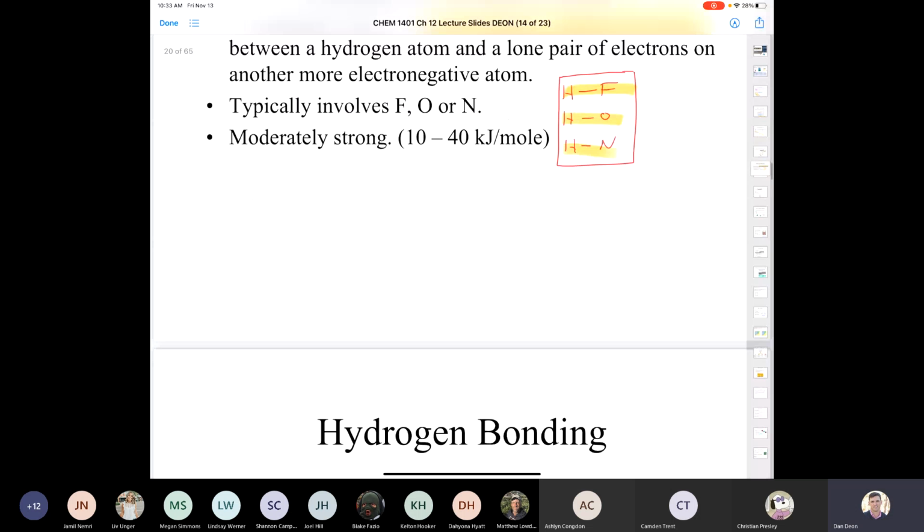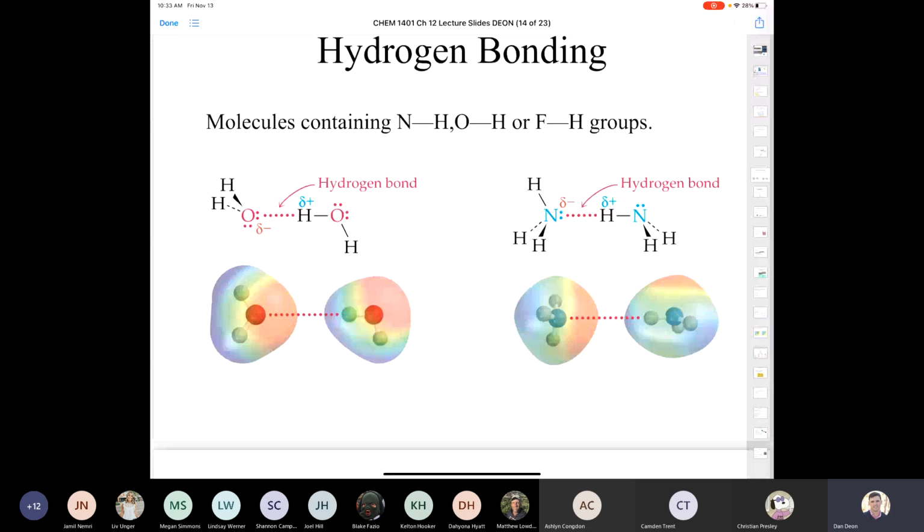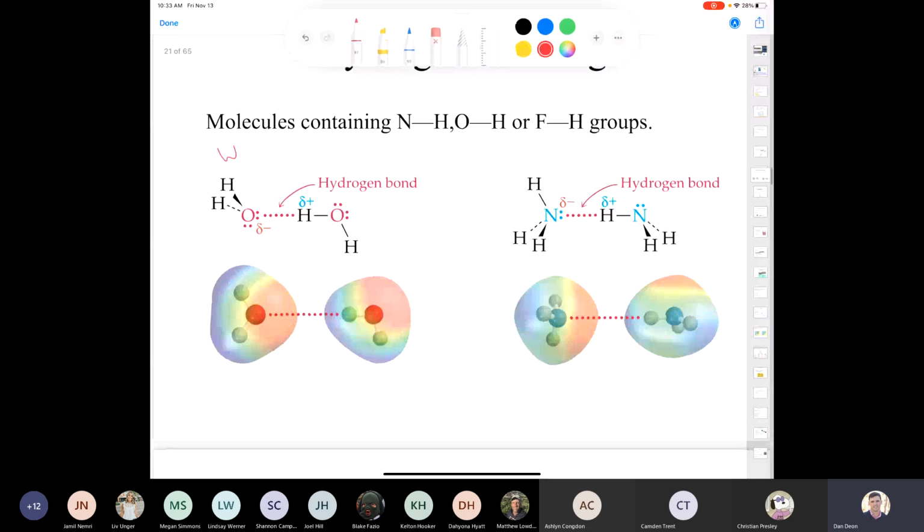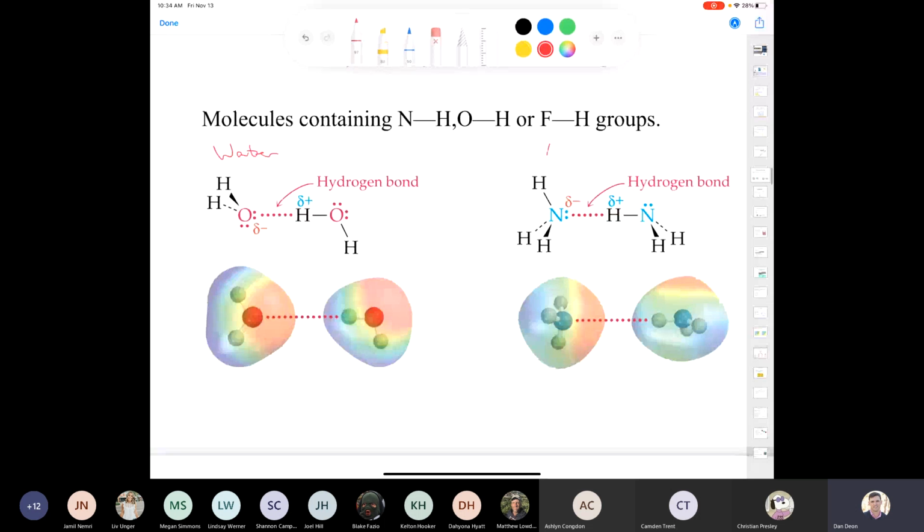Here's hydrogen bonding in water, shown on the left. So this is water. And then this is hydrogen bonding being shown with ammonia over here. Again, nitrogen is more electronegative than hydrogen, so it is delta minus. And here you see the hydrogen bond between the lone pair on the nitrogen with the delta plus of the hydrogen. And that's how we represent it.